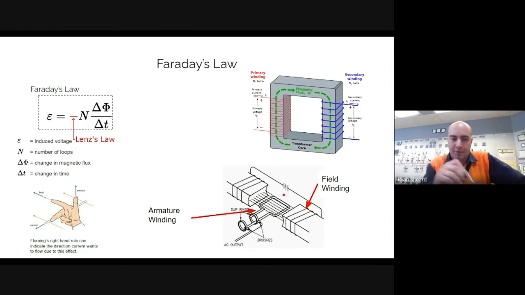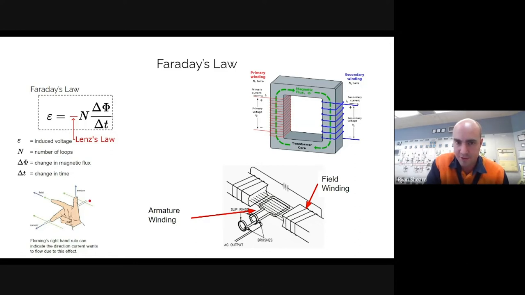The bottom left picture there shows Fleming's right hand rule, which you can use to predict which way the current will want to flow, or the polarity of the voltage that you generate, based on the direction that you rotate the coil and the direction of the magnetic field. Again, all three vectors, if you like, are 90 degrees from each other, and it's just a representation of that Lorentz force law.